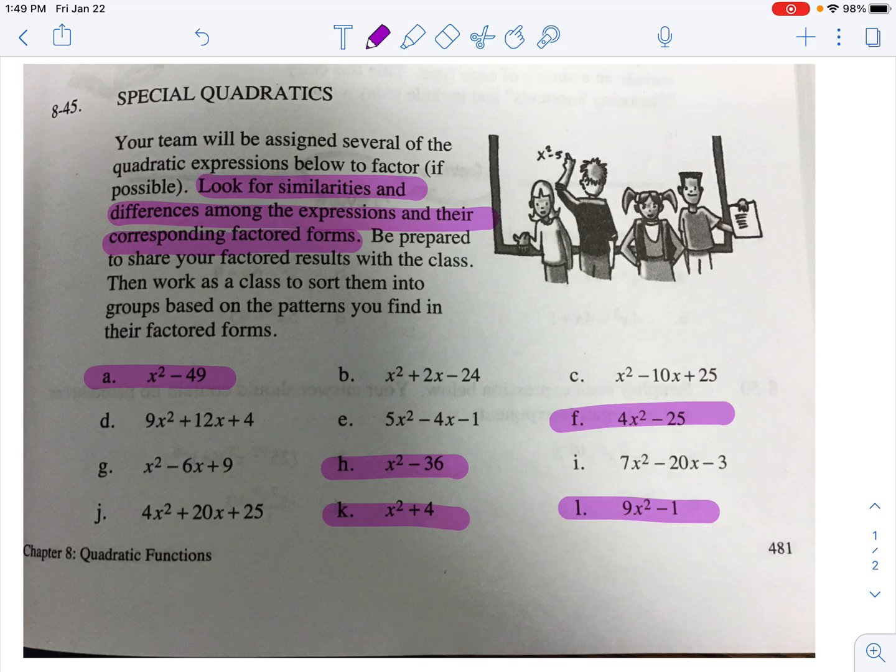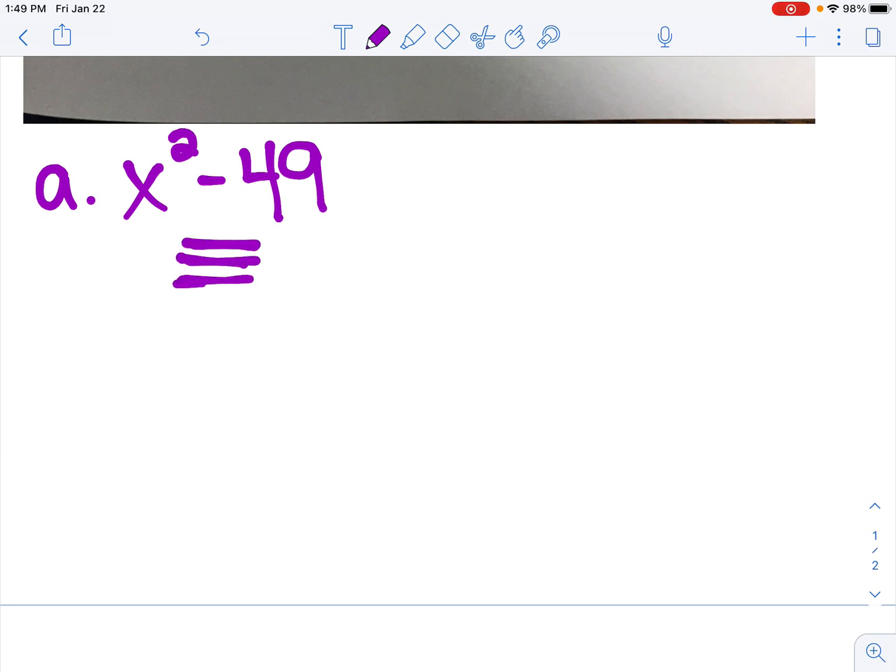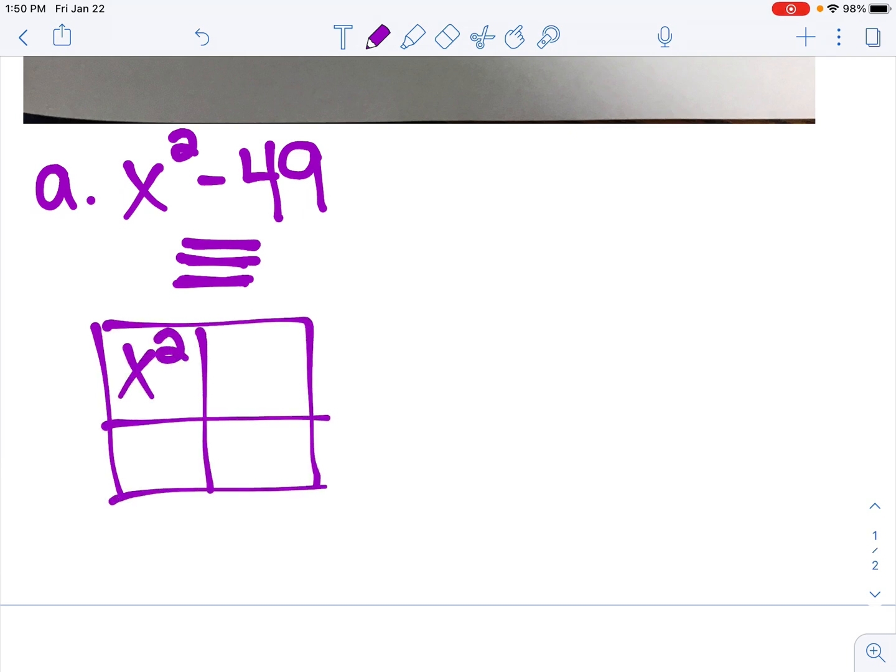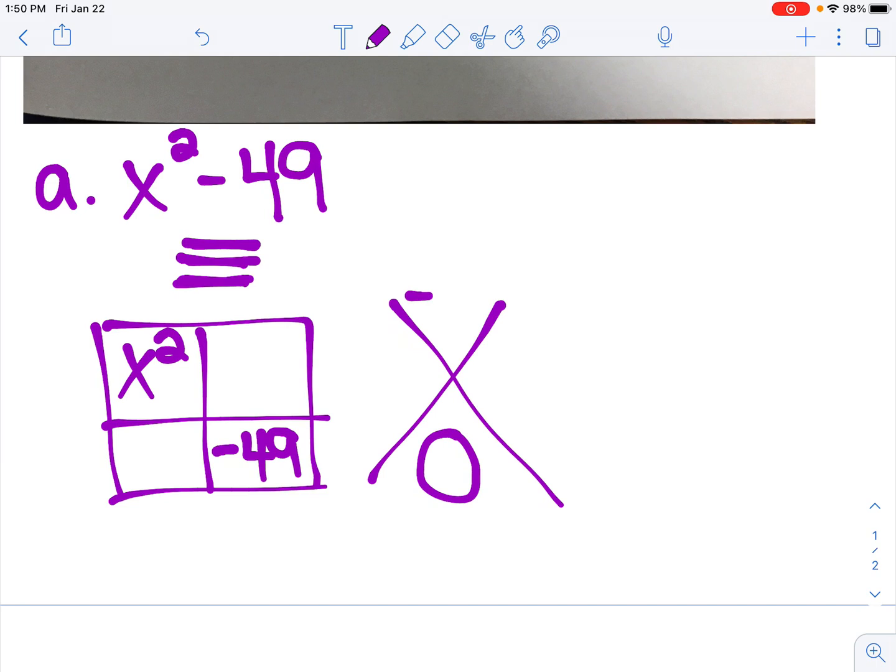So if we look at the first one, letter A, which was x squared minus 49. I am hoping you're realizing there's no middle term. There's nothing in the middle that was added together to give me something. But there was something that was added together to give me that. So if I make my rectangle, I'd have x squared and negative 49. And when I go to do my diamond problem, I'd have 0 in the bottom, and then in the top I would have negative 49 x squared, because that is the diagonal multiplied together. That was x squared times negative 49.